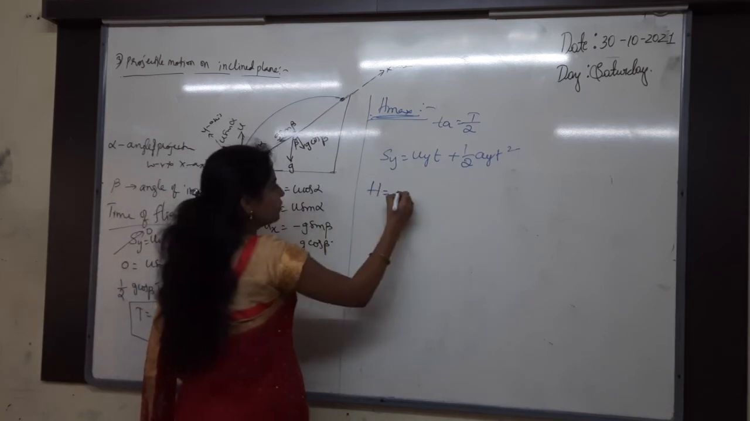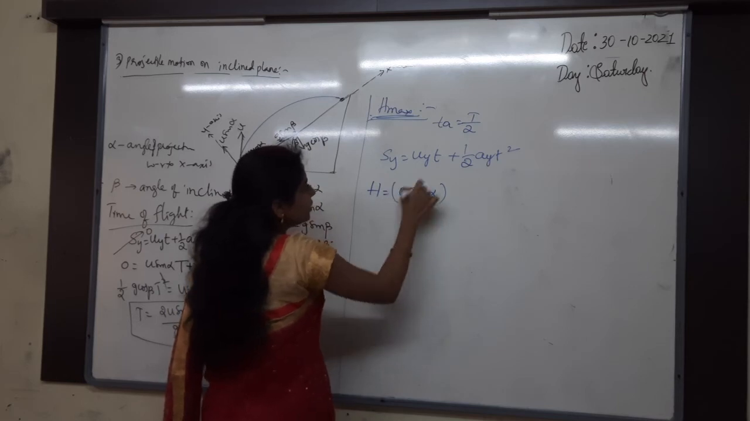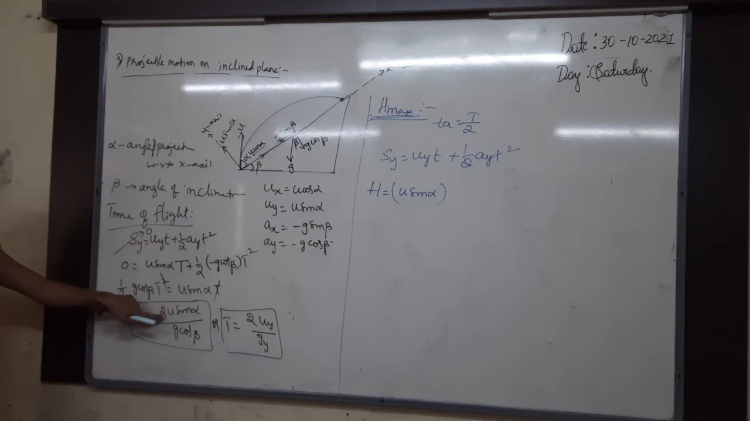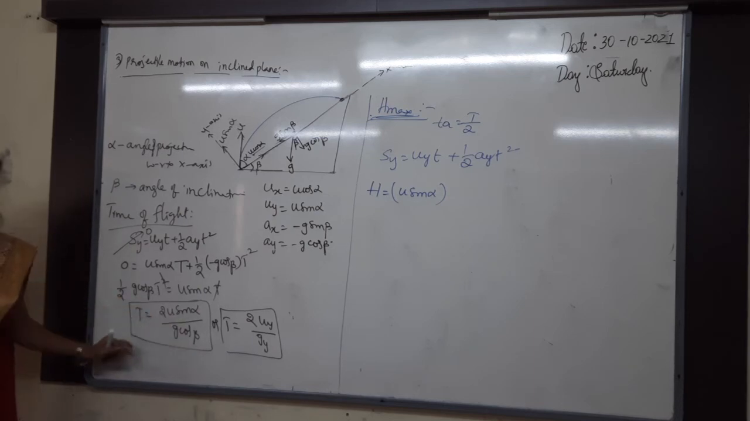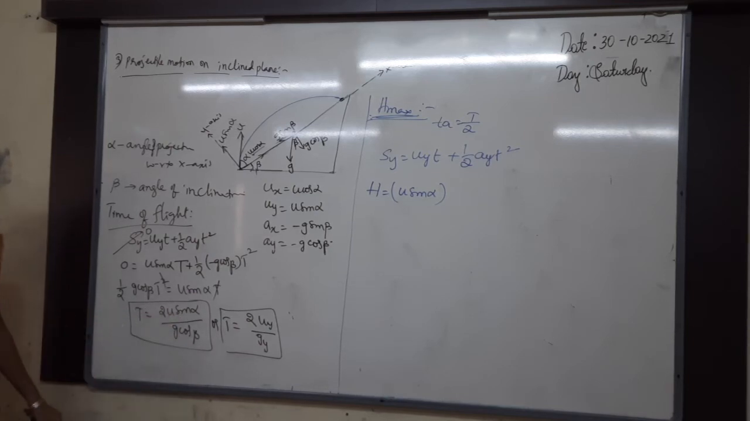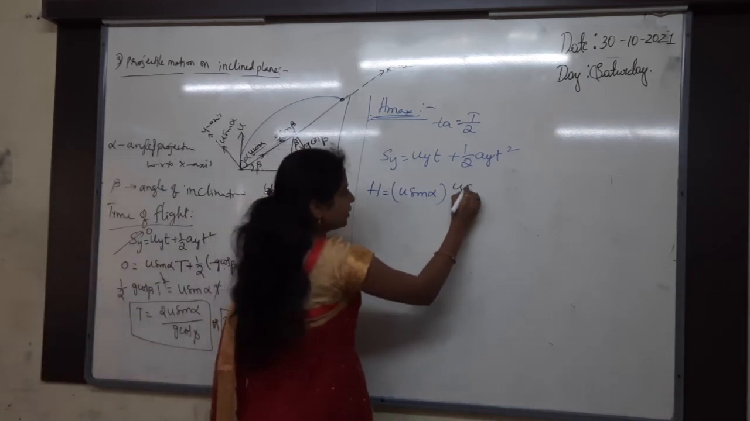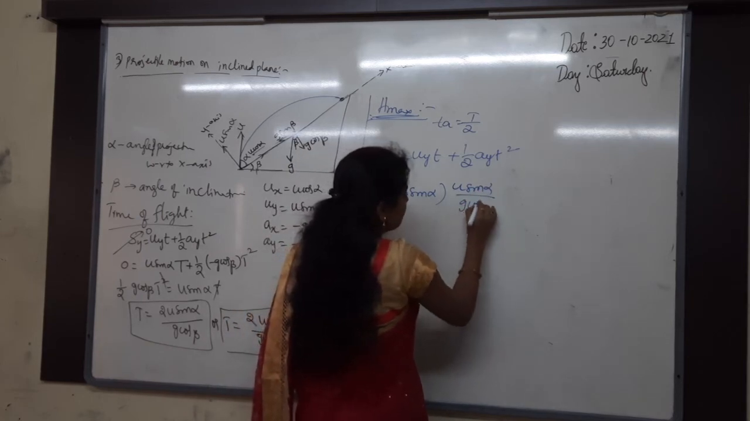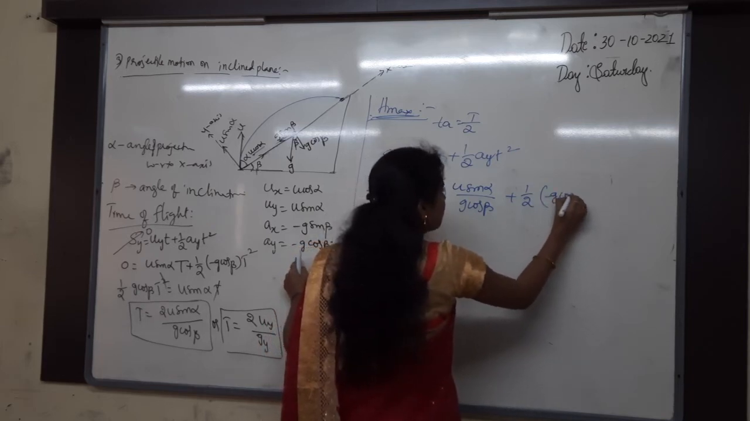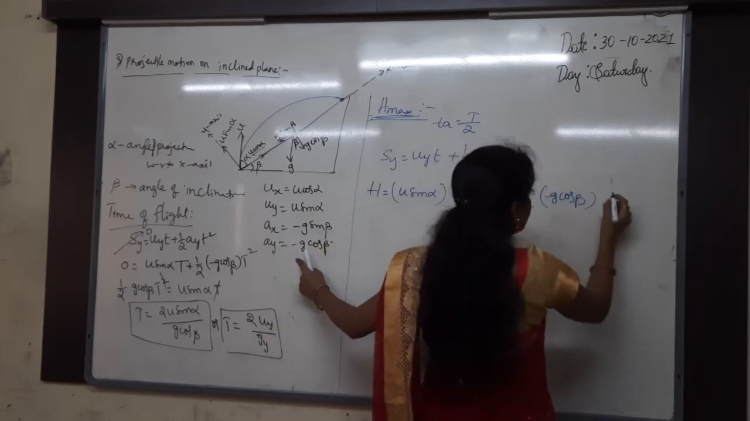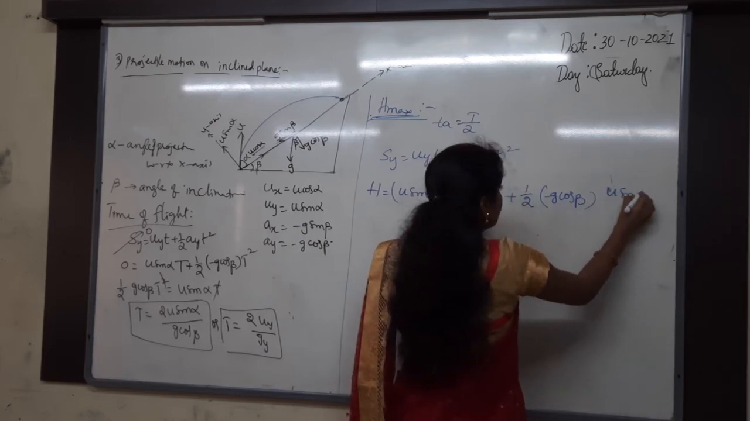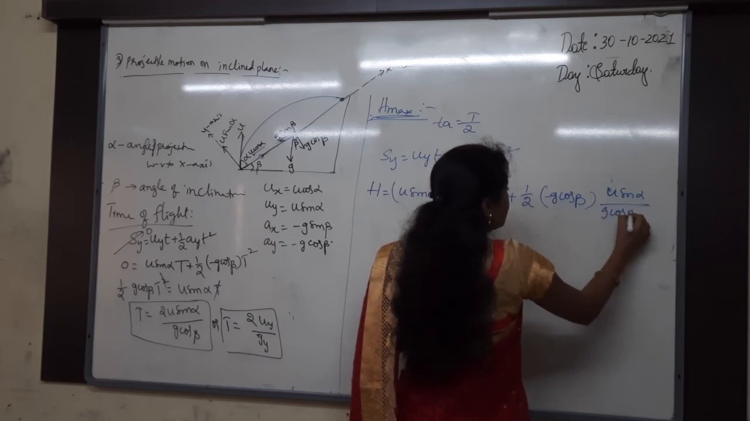Uy is again u sin alpha into T by 2. Total T is 2u sin alpha by g cos beta, so T by 2 is u sin alpha by g cos beta. So u sin alpha by g cos beta plus half ay, which is minus g cos beta, into again T by 2 whole square. T by 2 whole square is nothing but u sin alpha by g cos beta whole square.